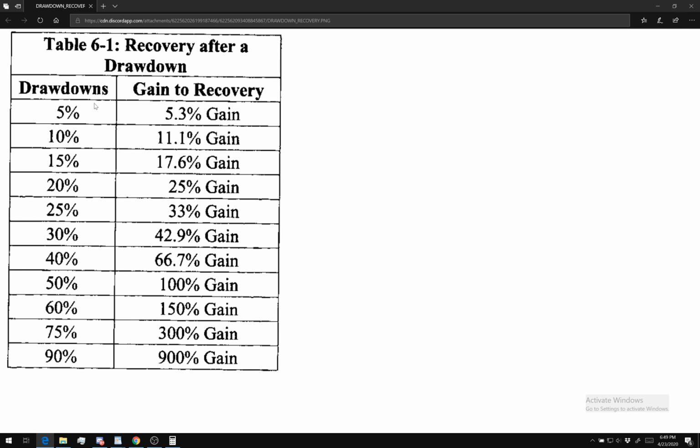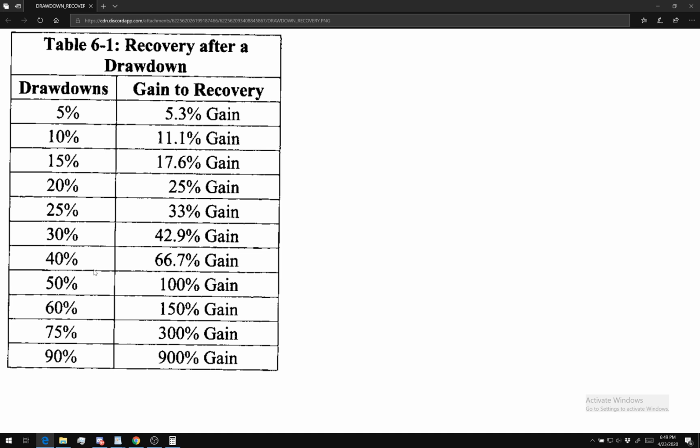So let's say we start at $100,000. If we lose 5% of our account, we lose $5,000. We have $95,000 left. To get back to even, to get back to that $100,000, I don't need to make up 5% of my account, I need to make up 5.3%. So you can see, as you lose more and more percentage of your account, the amount it takes to get back to even goes higher and higher.